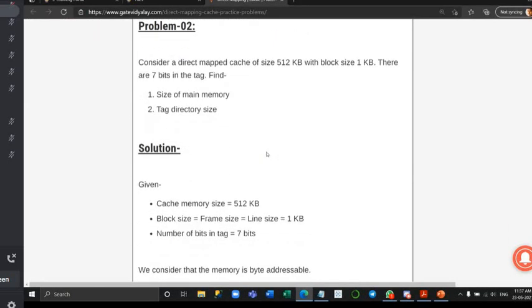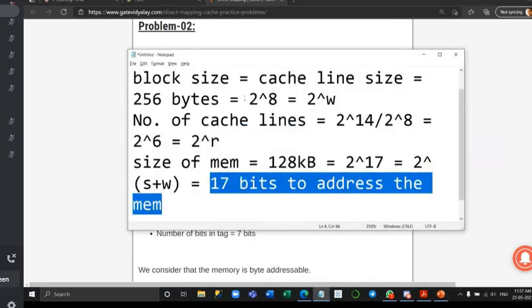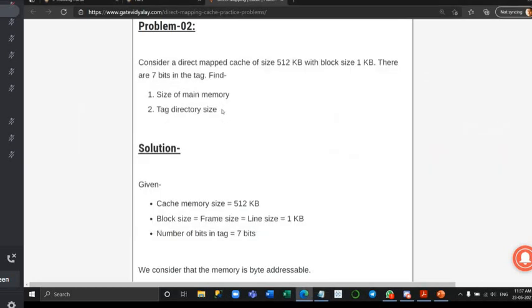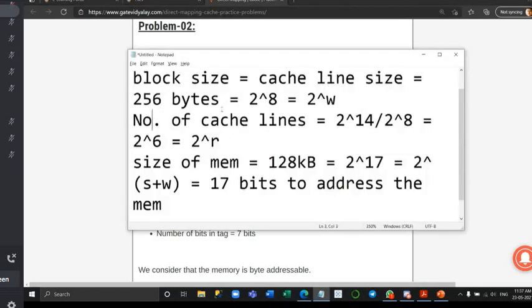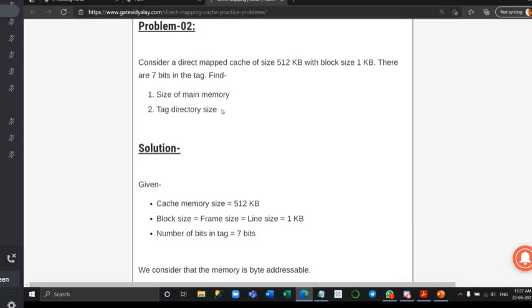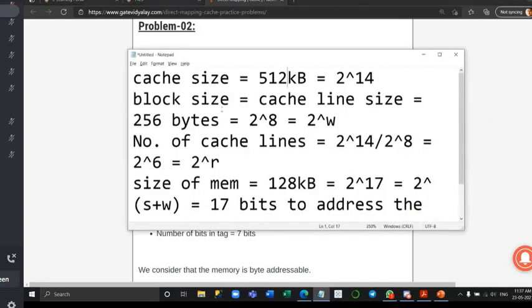Right, moving on to the next problem. We have a similar one, we'll just write all the things here. We'll see whatever data is available to us and write these things here. So consider a direct map cache of 512 KB. We have the cache size as 512 KB with a block size of 1 KB.